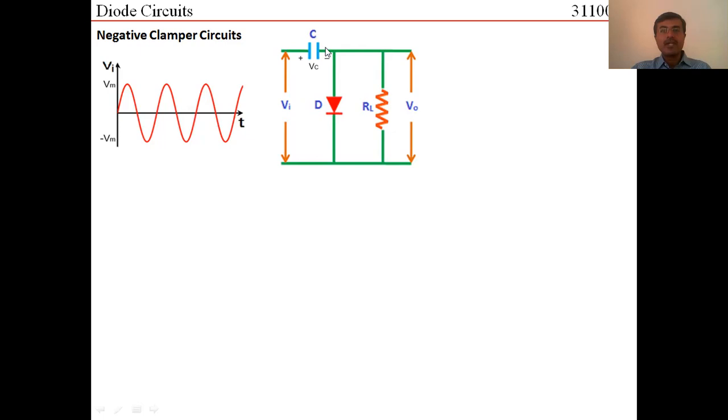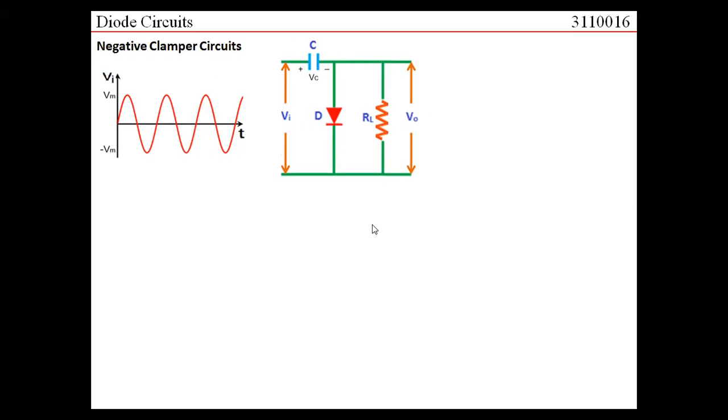What is the circuit configuration? I do have a capacitor here. I do have a diode which is in shunt with my RL, and my output is taken across the diode. Right? What is my input voltage? My input voltage is again a sinusoidal signal with a positive peak at Vm and a negative peak at minus Vm. Right? Let us try to understand how this circuit would behave.